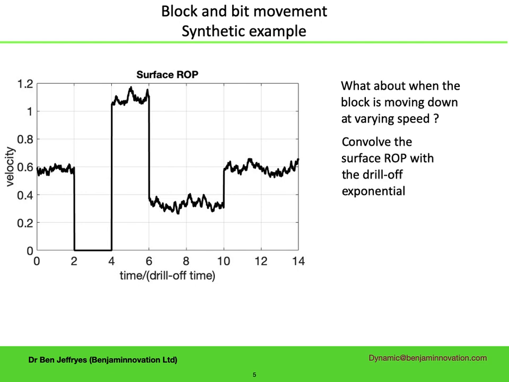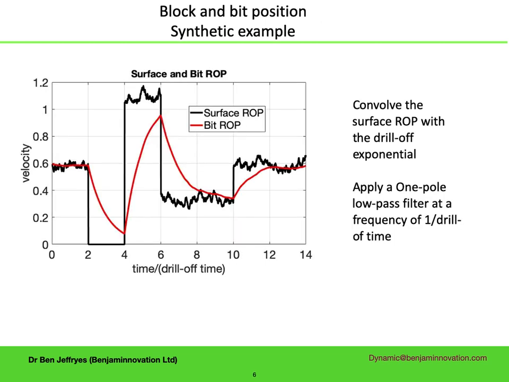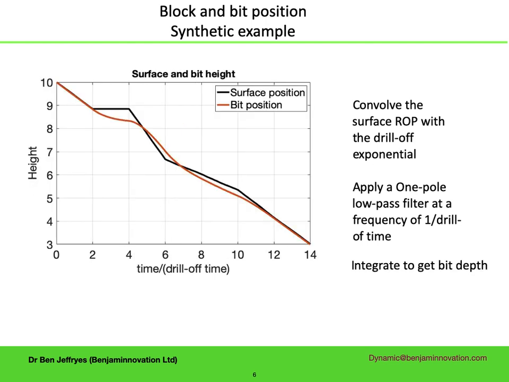To get the bit rate of penetration, we must convolve the surface ROP with the drill-off exponential, which is the same as applying a one-pole low-pass filter at a frequency of 1 over the drill-off time, which you see here in red. For constant or slowly varying rock properties, the bit ROP will be much smoother than the surface ROP. To get the change in bit depth, integrate the bit ROP.